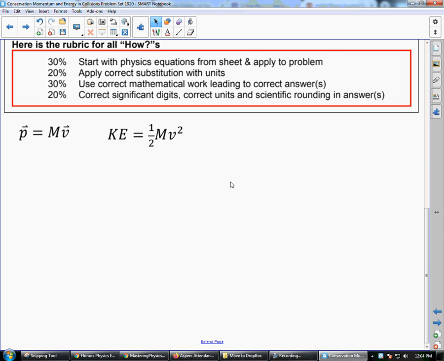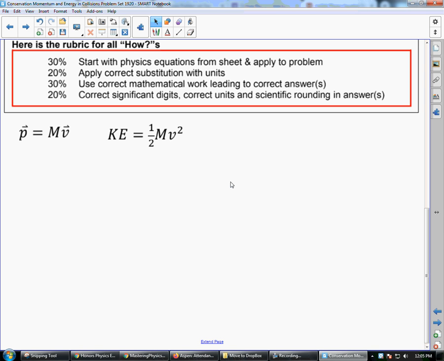Alright? So I'm interested in the kinetic energy before and after. To know kinetic energy, I need to know the mass and the speed. I know the masses, and I know the speed before, but I don't know the speed afterwards. So I can't directly use kinetic energy to find the kinetic energy. I need to use the fact that momentum is conserved, and then that'll help me get at the kinetic energy.